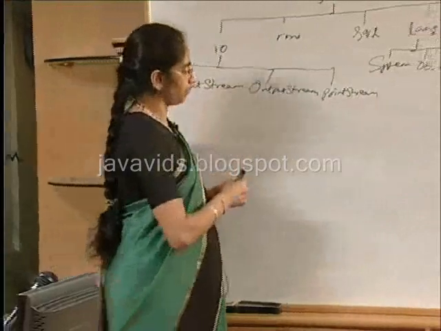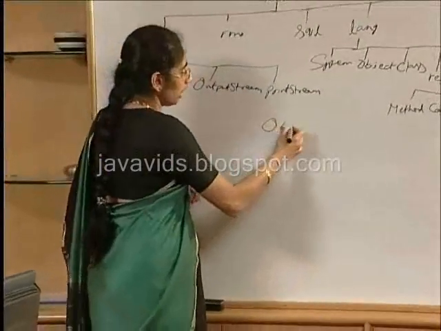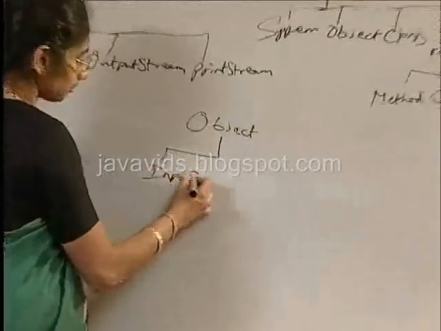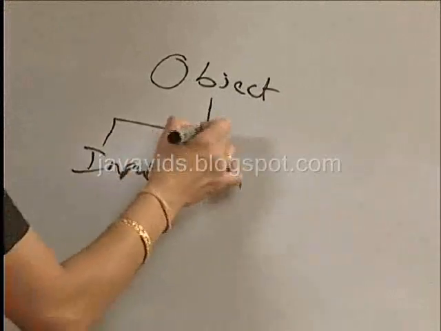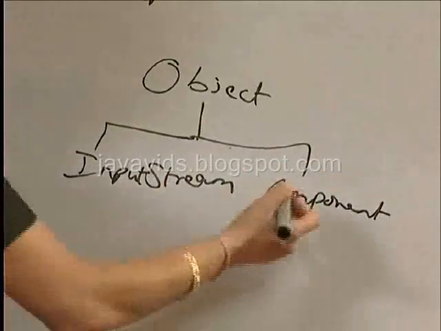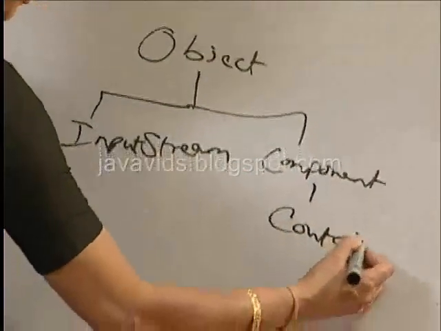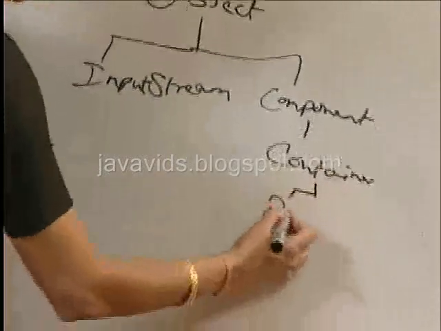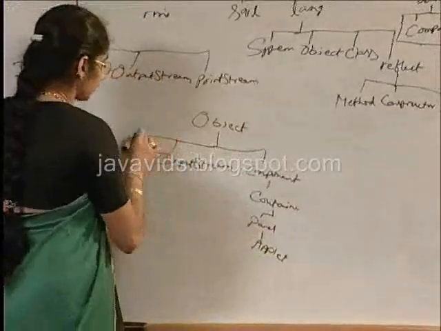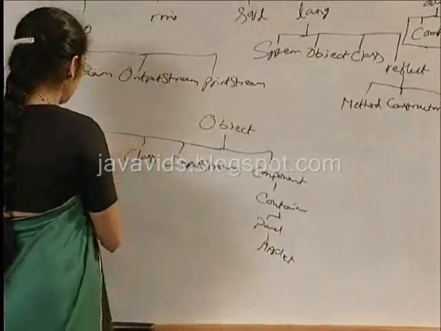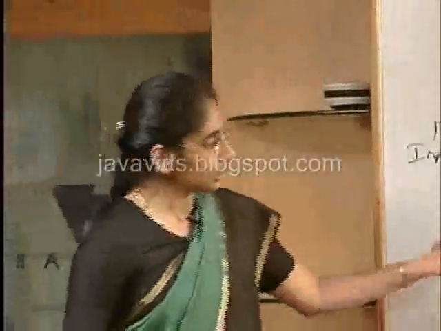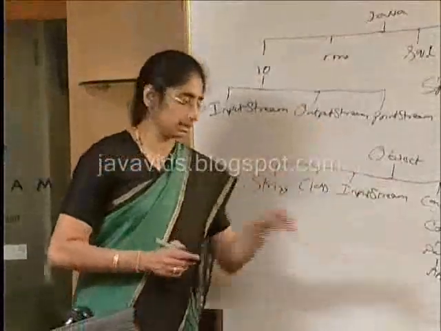If you look at a class hierarchy, you have an object class from which you derive an input stream class, or let's say a component class. From component, container is derived. From container, panel is derived. From there, applet is derived. For example, you have class derived from here. You have the string class derived from here. So this is an example of your class hierarchy.